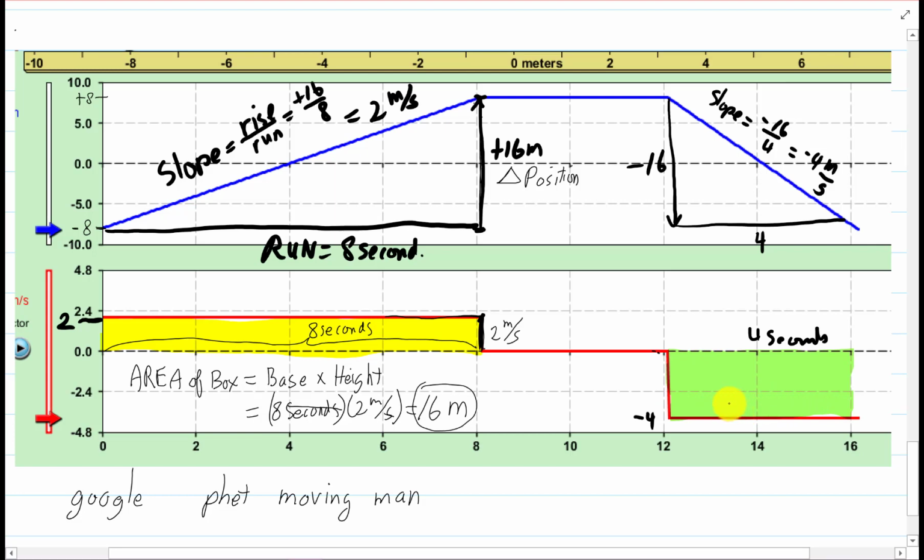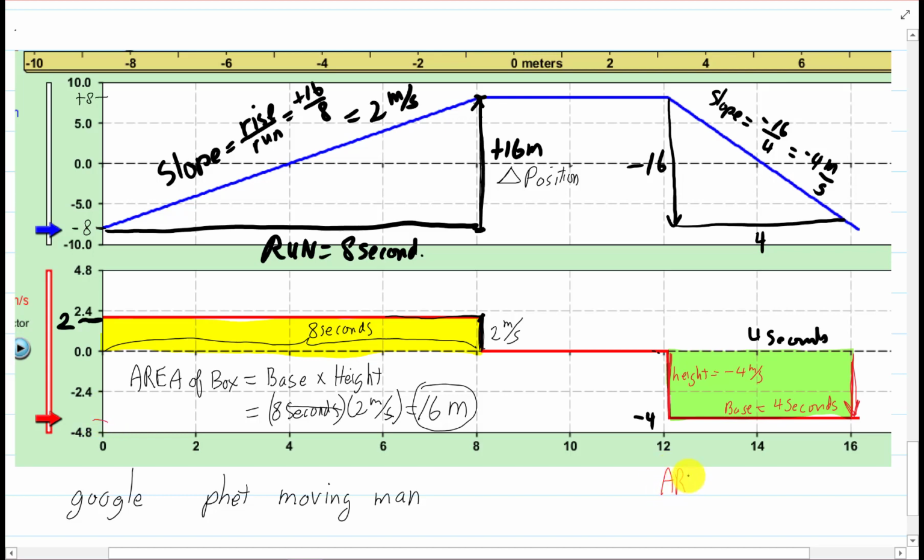Okay, the base of this is 4 seconds, and the height of this is actually negative. The height is -4 meters per second. That's the height of that box, because that's the speed that we had it at, is -4.